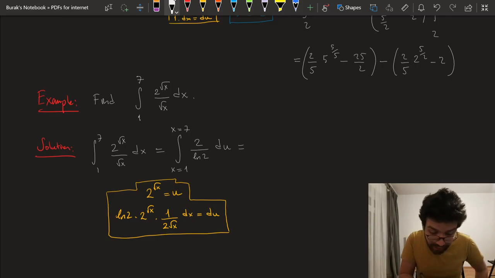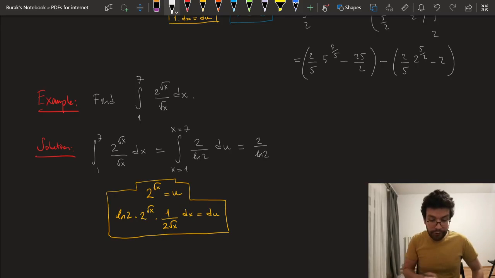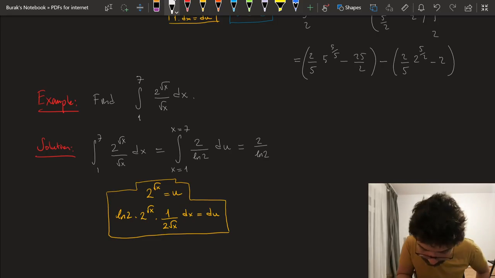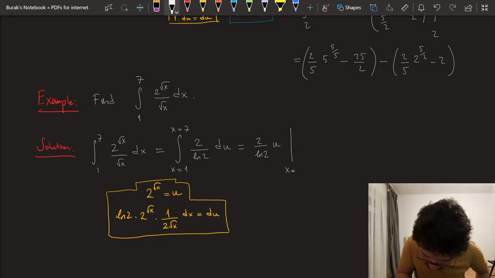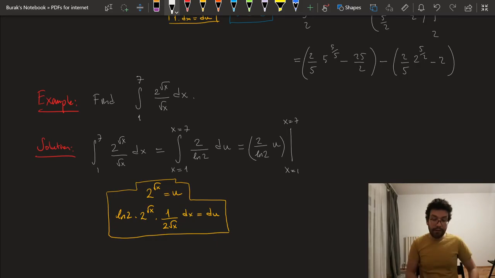Okay, let's integrate this. What's the integral of 1 with respect to u? It is simply u. So the integral of 2 over ln2 times 1 is 2 over ln2 times u. And I need to evaluate this from x equals 1 to x equals 7. That's it. This is an antiderivative for this function.